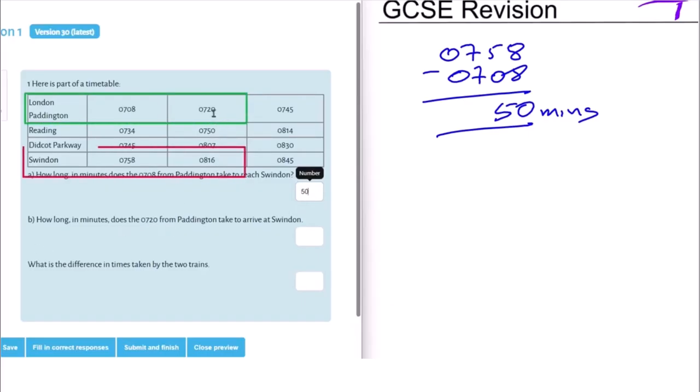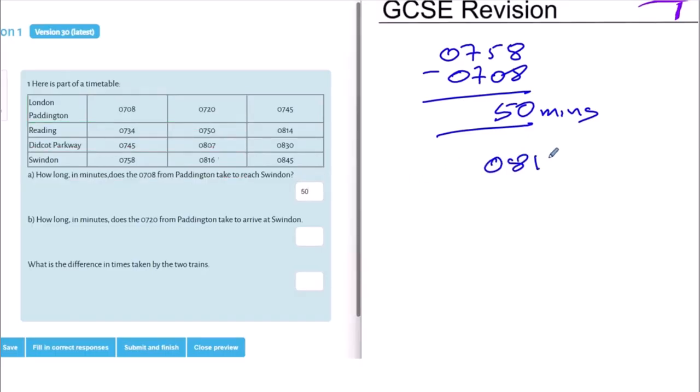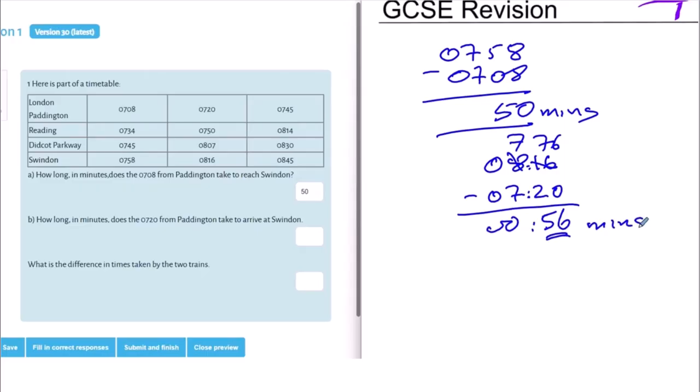So we've got this one here, the 0720 to Swindon. So 0816 subtract 0720. And again, I'm just going to put the colon in here. It just reminds me. So 60 minutes take away 20 minutes. I can't do it. So I take from the hours, this becomes 7, this becomes plus 60, so it becomes 76. 6 take away 0 is 6, 7 take away 2 is 5. And then here I've got a 0, so my answer is 56 minutes. So in here I've got 56 minutes.